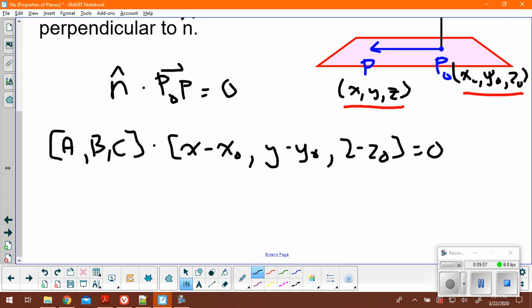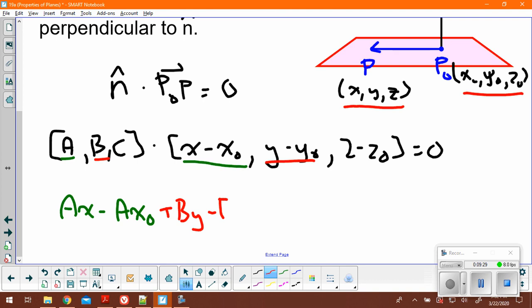So now we're going to expand this part out. For the dot product, I just take each coordinate and multiply it by the corresponding one over here. My first one gives me ax minus ax naught. For my next term I've got b, so plus by minus by naught. And then for c, plus cz minus cz naught. And the entire thing is equal to 0.